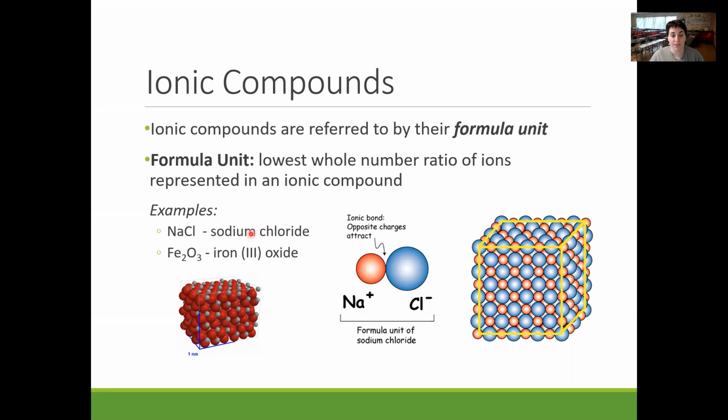That's the lowest ratio, one sodium to one chlorine. Over here, this is depicting iron(III) oxide, also known as rust. In this, if you counted out all of these red dots and all of these gray dots, in any crystal of iron(III) oxide, you'd have 2 irons for every 3 oxygens. So our lowest ratio of iron to oxygen is Fe2O3, 2 irons to 3 oxygens. That is the formula unit of the compound that forms between iron and oxygen.